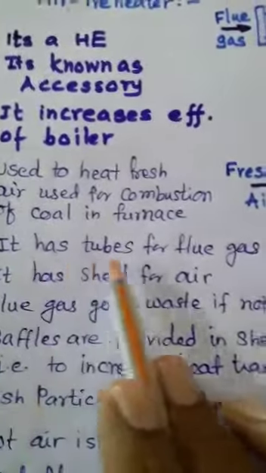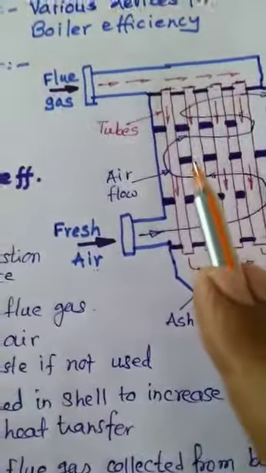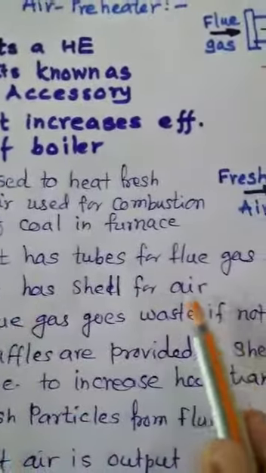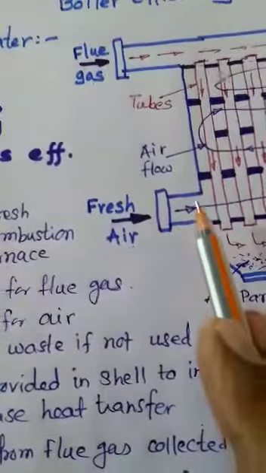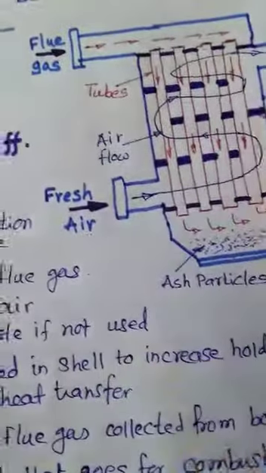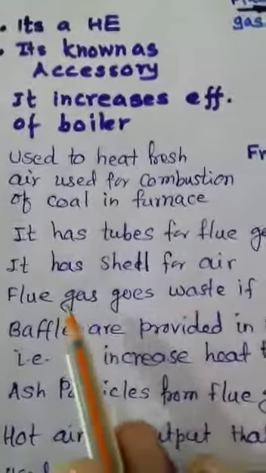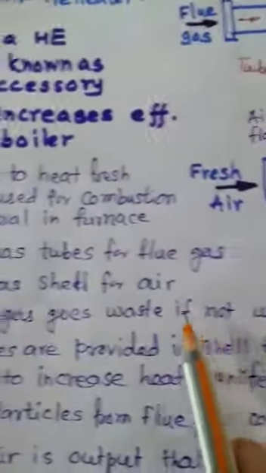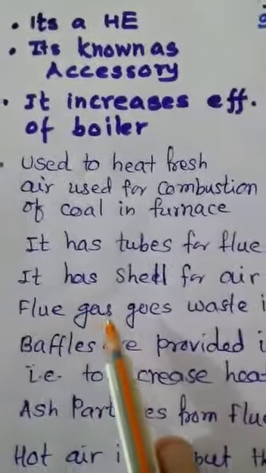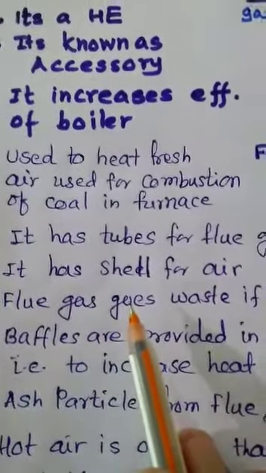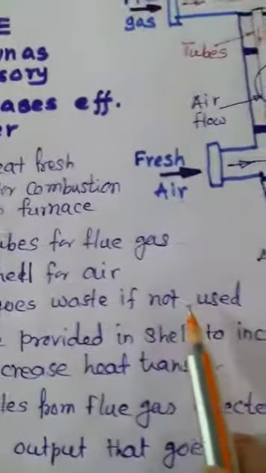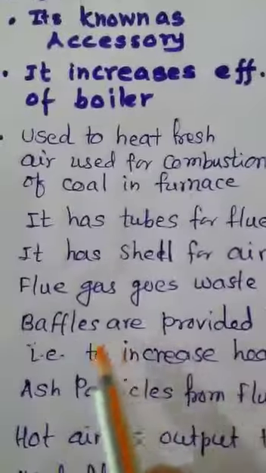Next point is it has tubes for flue gases. See here, red color tubes where the flue gases flow through. It has a shell for the air. See here, this is a big shell for the air. Flue gases go waste if not used. Very important: if we are not using the flue gases, they will go into the atmosphere and become waste. But we are getting heat from those waste gases.